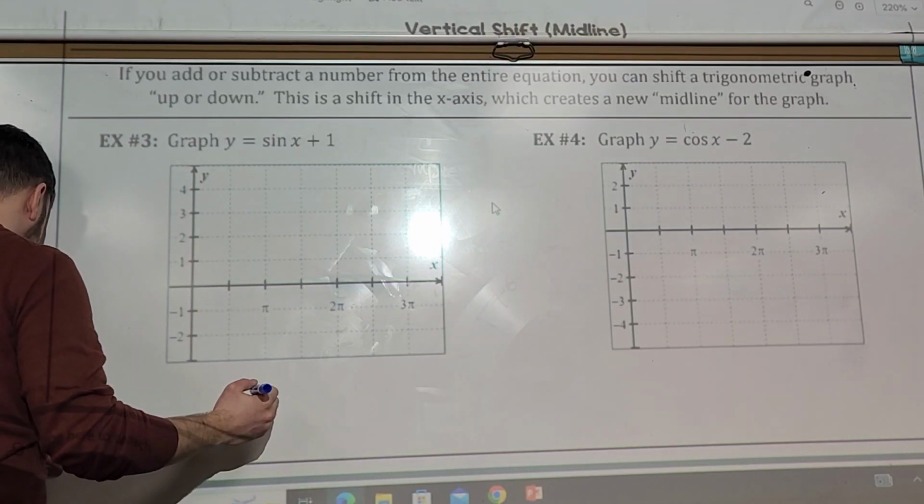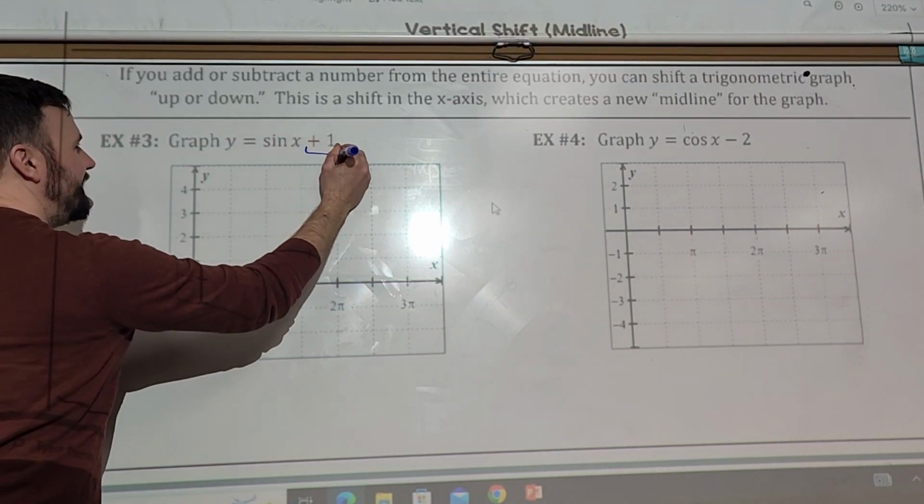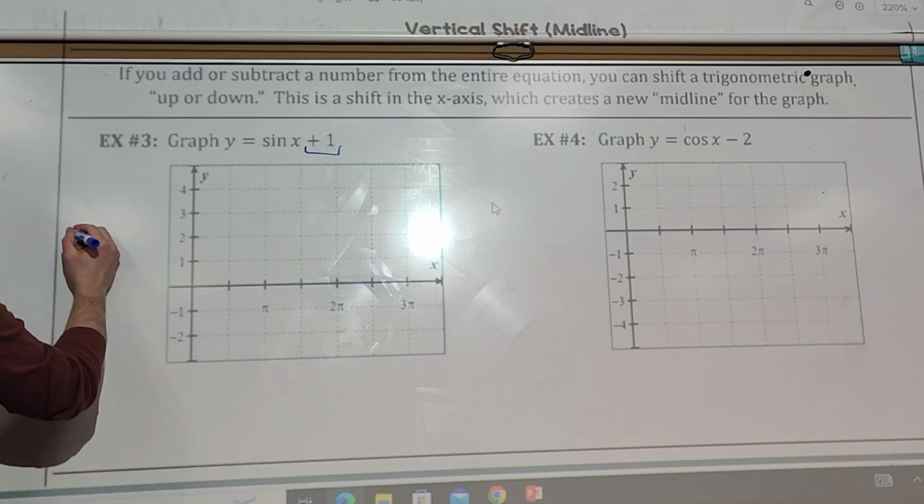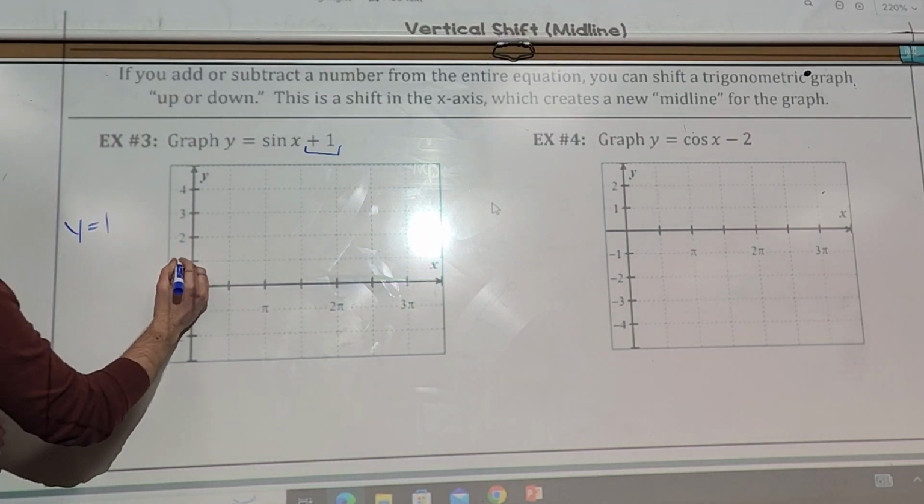All right. Is that +1 in my parentheses? No. So is it going to shift it left or right or up or down? Up. Up how many? 1. So where's my new midline going to be? y = 1, right?